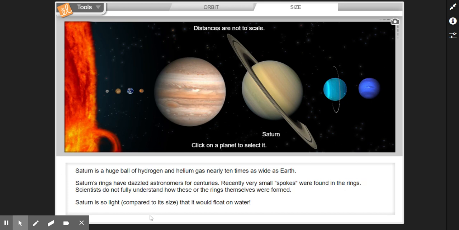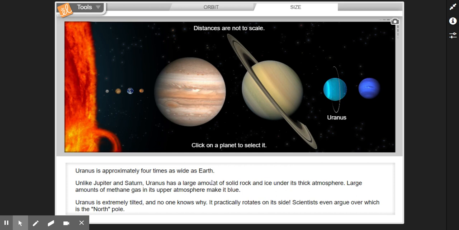Saturn is a huge ball of hydrogen and helium gas, nearly 10 times as wide as Earth. Saturn's rings have dazzled astronomers for centuries. Recently, very small spokes were found in the rings. Scientists do not fully understand how these or the rings themselves were formed. Saturn is so light compared to its size that it would float on water. All right, so again, it's a giant gas planet, so mostly atmosphere.